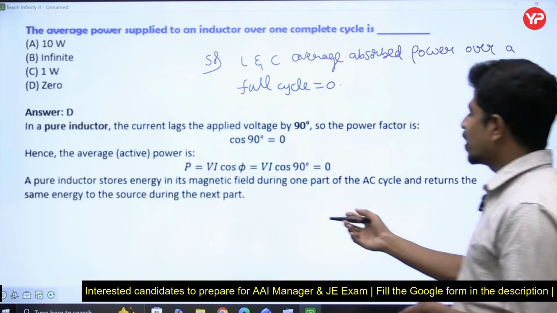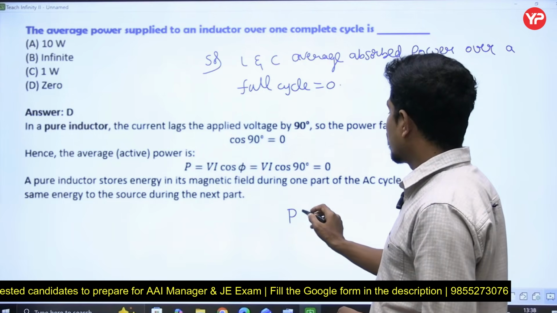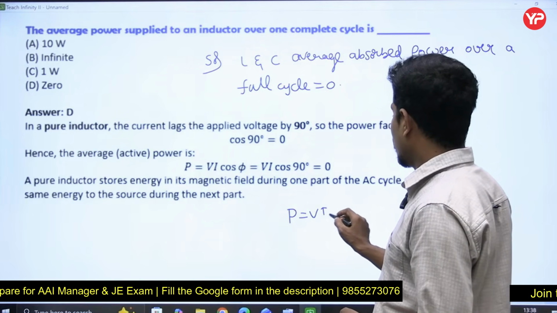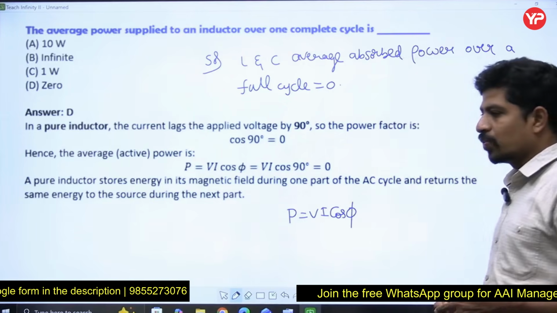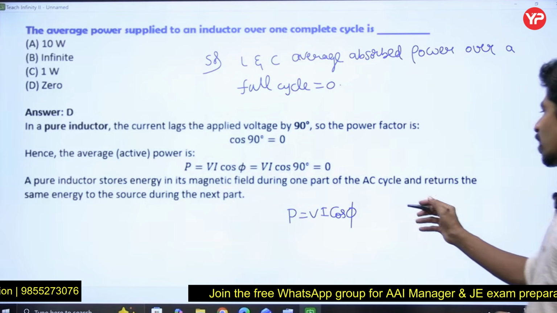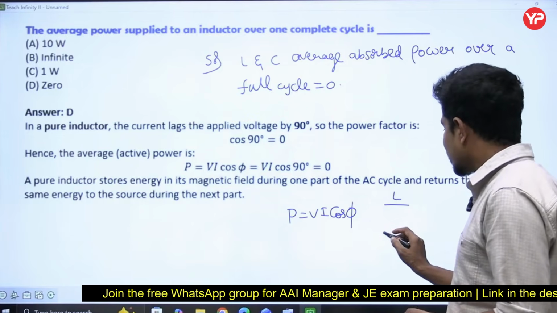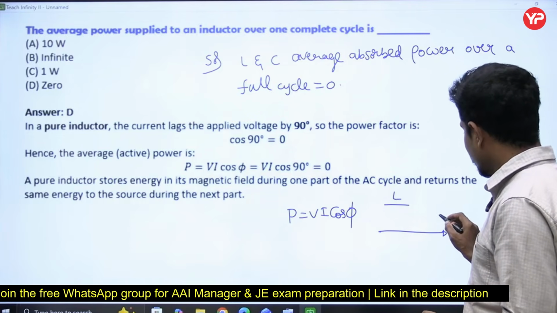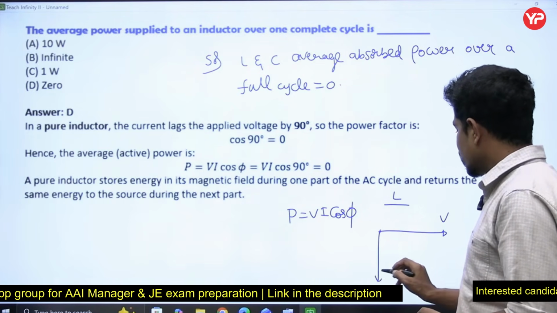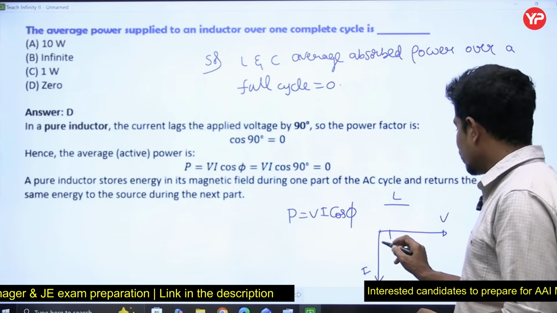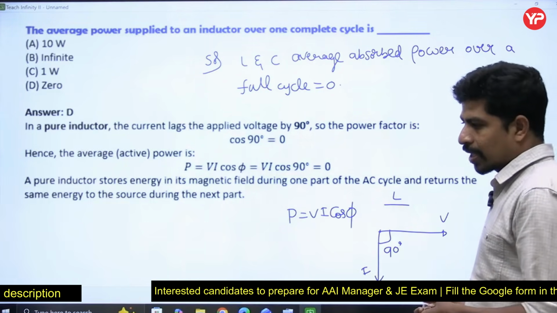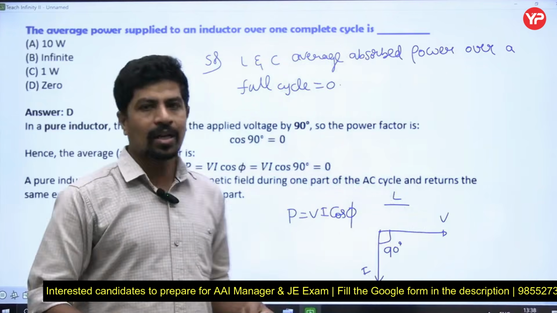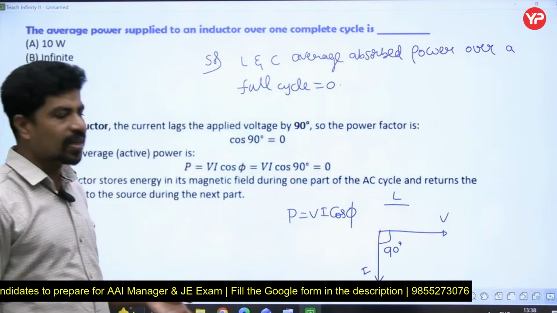Or, sir, if I need it through the formula P is equal to VI cos phi, where phi is the angle between voltage and current. If I talk about an inductor, L is the standard symbol used to represent the inductor. This is voltage V, this is current I. The angle between these two is exactly 90 degrees. In an ideal inductor, I repeat, current lags behind the voltage by 90 degrees.